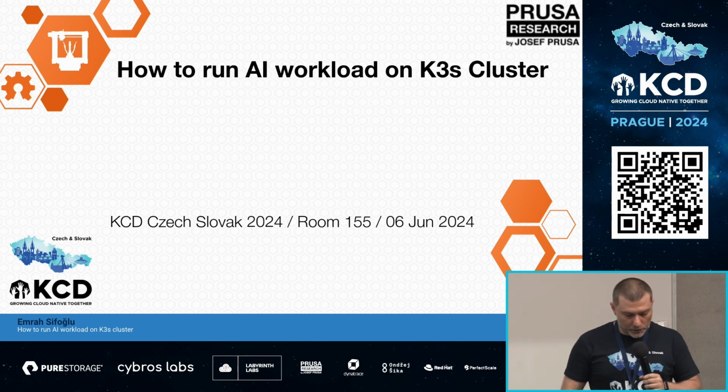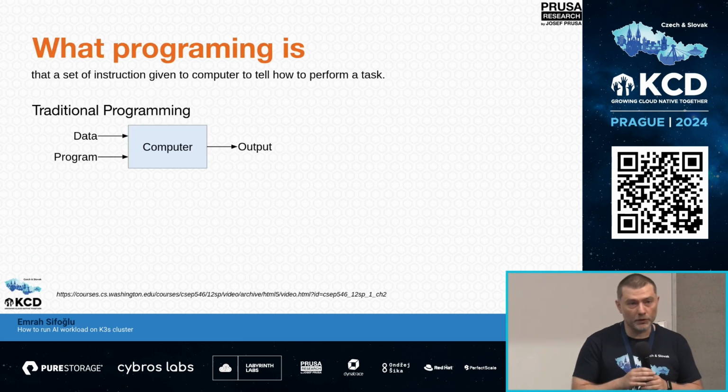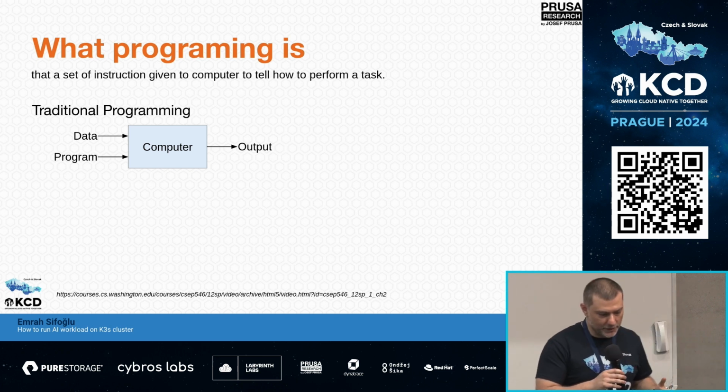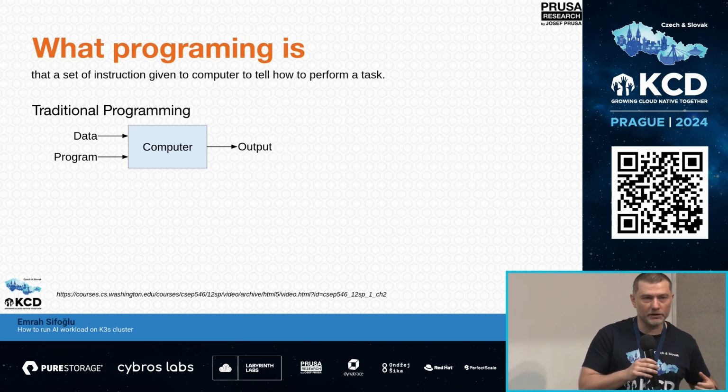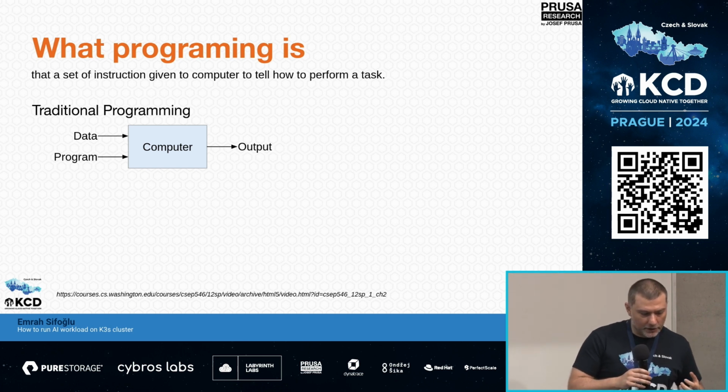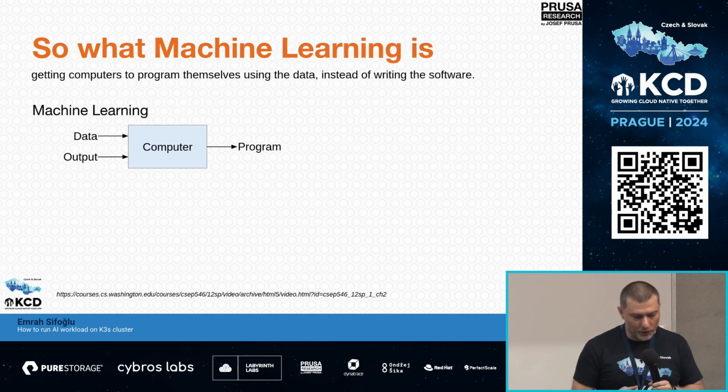Actually, I would like to start with one question. What is programming? Well, technically speaking, programming is giving a set of instructions to the computer machine to tell it how to solve a task. So here we are defining every single step explicitly. So then what is machine learning?